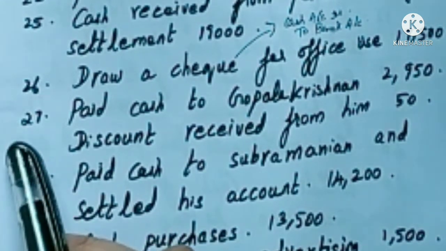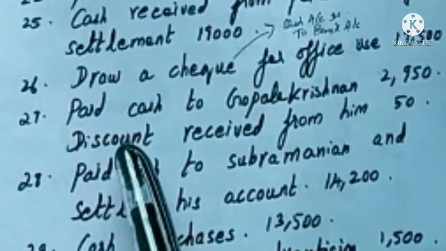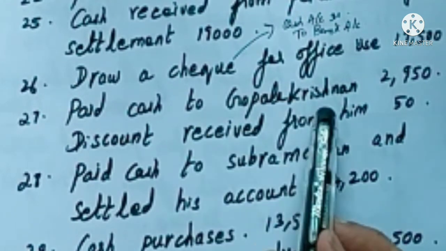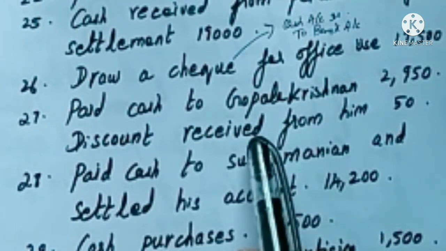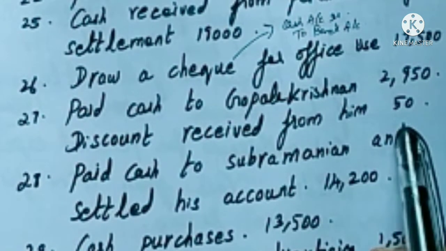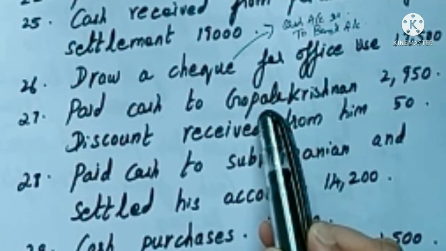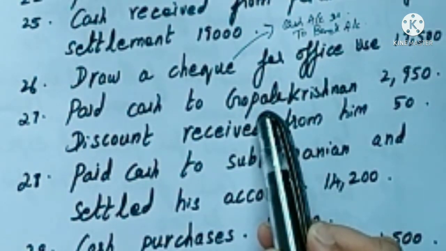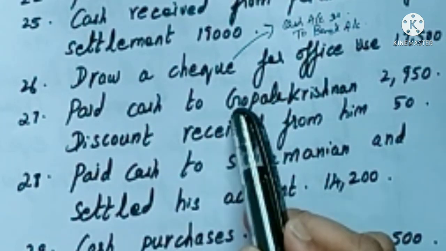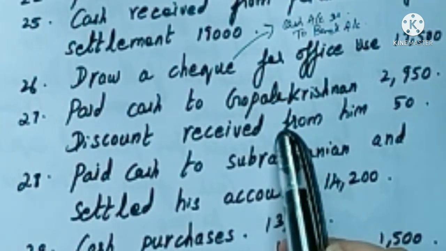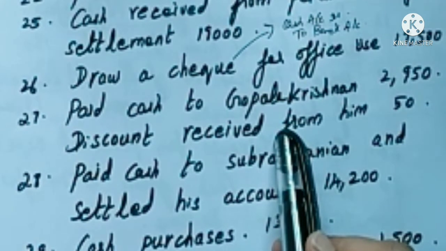The next transaction is on 27th. Paid cash to Gopalakrishnan. Discount received from him 50 rupees. So when you pay cash, what is happening? Cash is going out, isn't it? Who is the receiver here? Gopalakrishnan. So we have to write Gopalakrishnan account debtor to cash account to discount received account. Okay, because discount received is an income. So we are going to credit discount received.